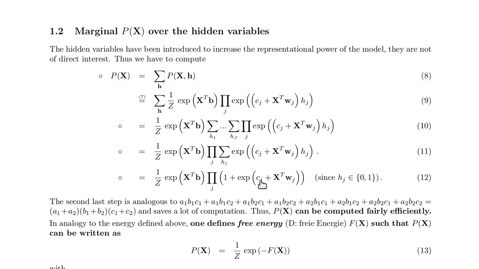Now, this is something that can be calculated fairly efficiently, with this product over the different units of these terms. We don't have to deal with the full combinatorics that we would have here. If h is 20 different units, that would be 2 to the power of 20 different terms that we would have to calculate, while here we just have to multiply 20 different numbers. So this is quite efficient.